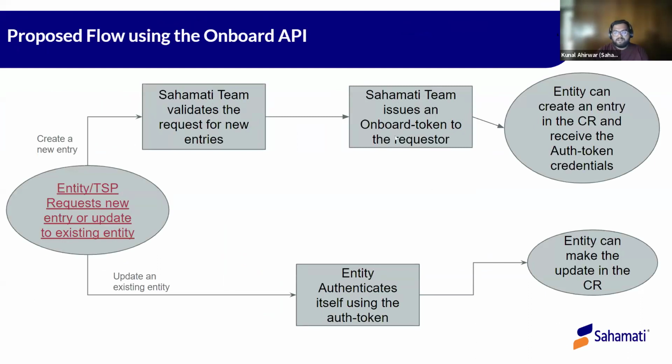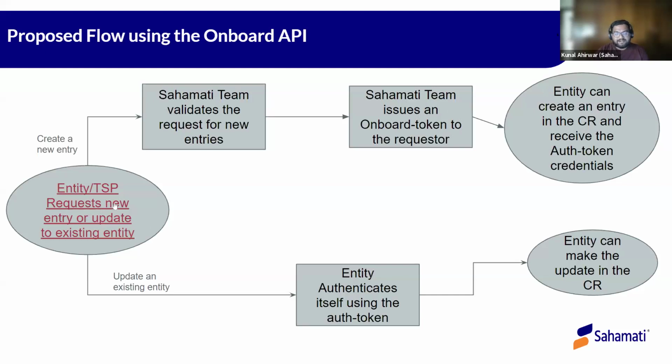onboard token, which can be used in the onboard API, which we will do a demo of right after this to onboard themselves into the CR. Once the entity calls this API, they will be returned the details of the entry that has been created in the CR, the credentials that they can use to receive Sahamati's auth tokens, which are used in headers in the API calls that are being made between any of the ecosystem participants as of now.